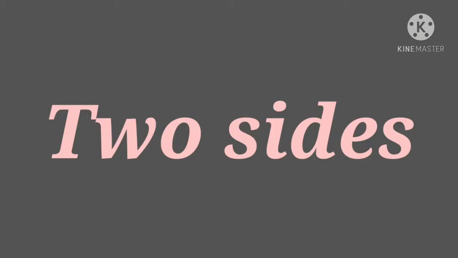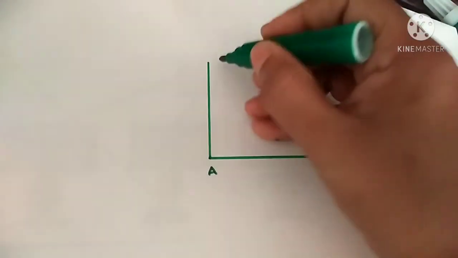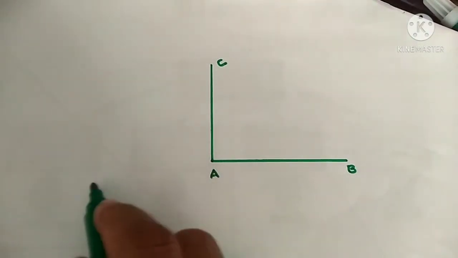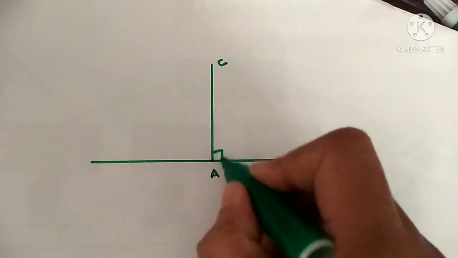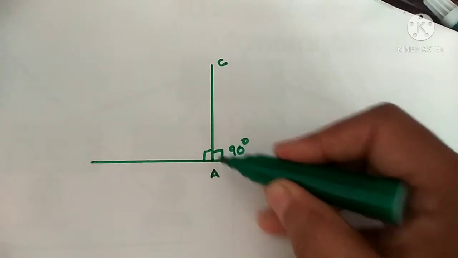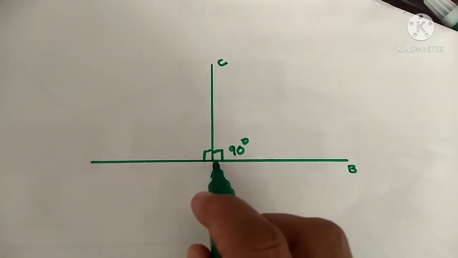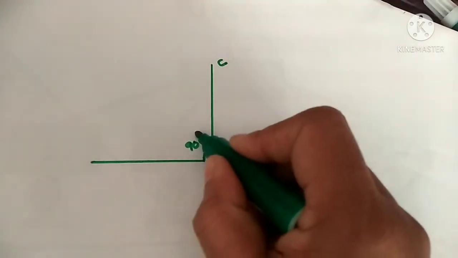Okay. Next topic, two sides. See, I draw a line AB, then draw a perpendicular to A and mark it as C. If I am extending this line AB to the left side, like this, I get 90 degree angle on each side, isn't it? When I draw a perpendicular to line AB, I get a 90 degree angle. When I extend this line AB to the left side, here also I get a 90 degree angle.